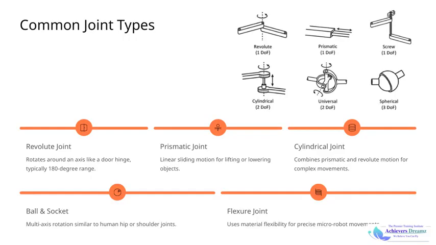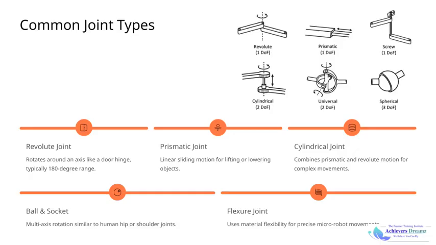First up is the revolute joint. This type of joint rotates around a fixed axis, similar to a door hinge. It usually has a range of about 180 degrees, allowing for smooth and controlled rotational movement. Next, we have the prismatic joint, which provides linear sliding motion. This is perfect for tasks like lifting or lowering objects, where straight-line movement is essential.